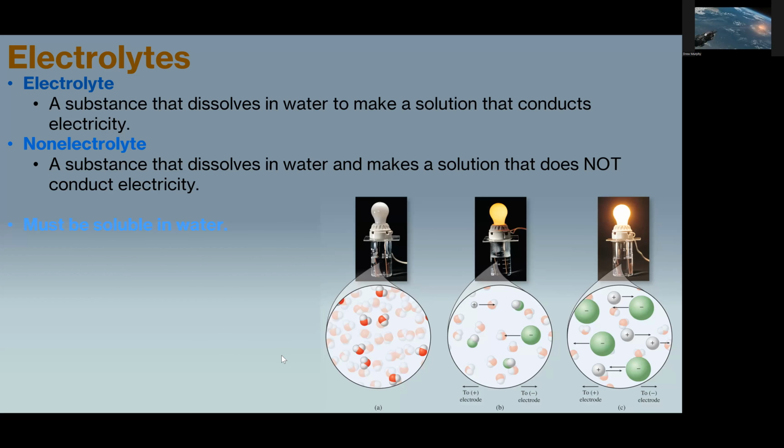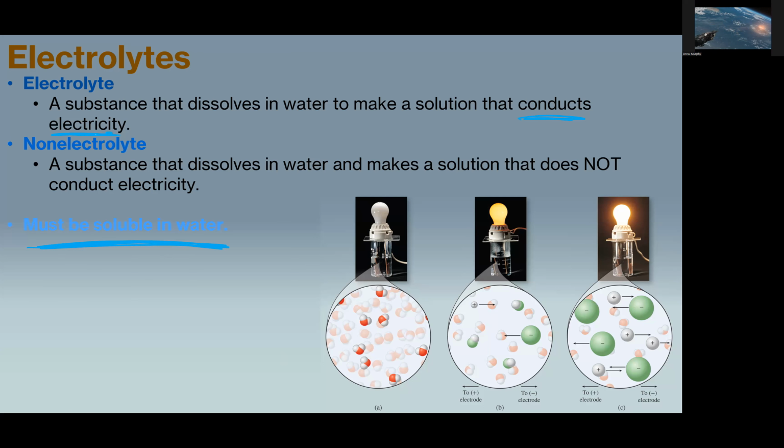Electrolytes would be a substance that dissolves in water to make a solution that conducts electricity. So to be an electrolyte, it's got to be soluble in water. That's our main criteria. It's got to be soluble in water, and the solution that's generated has to conduct electricity. That's why it's called an electrolyte.